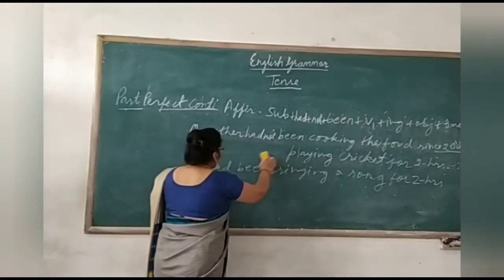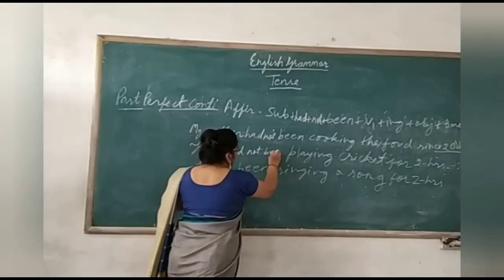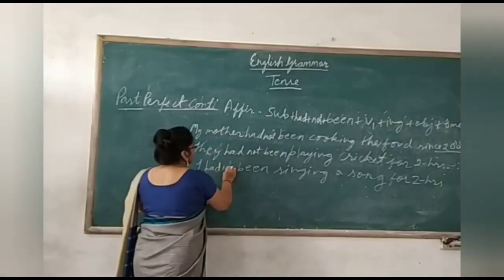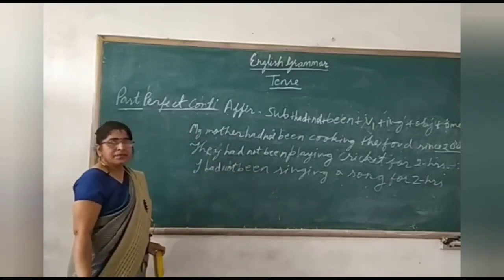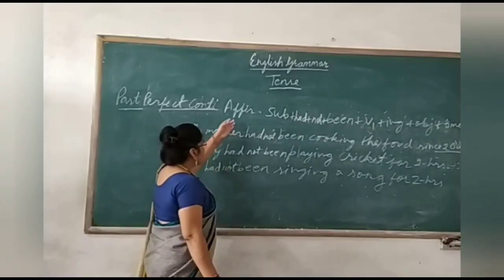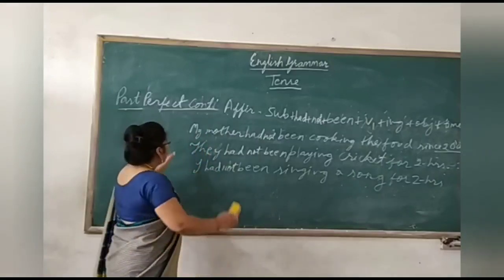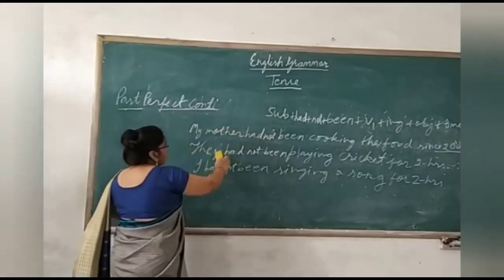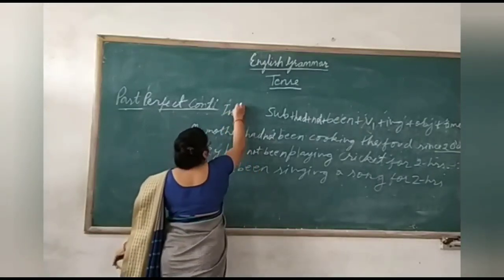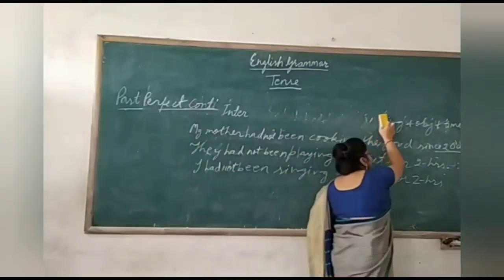Same way here also after had you put not. Had not. Clear? Here also after had you put not. See, constructed. This is the rule. With the help of the structure, you can convert millions of sentences. Now, let's see this is the negative. Now, we'll learn the interrogative. In the case of interrogative, again the same thing.